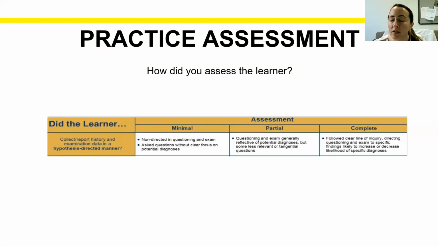I want to hear how you all assessed the learners. So for this first domain, this was the hypothesis-directed data collection question. Jane and Jane's group, where did you assess? Where did you think they were after this presentation? Yeah, so our answer for the group, we actually made it more minimal, although we saw some aspects that may have been partial. So we stuck it in the middle, but we were leaning more towards the minimal.